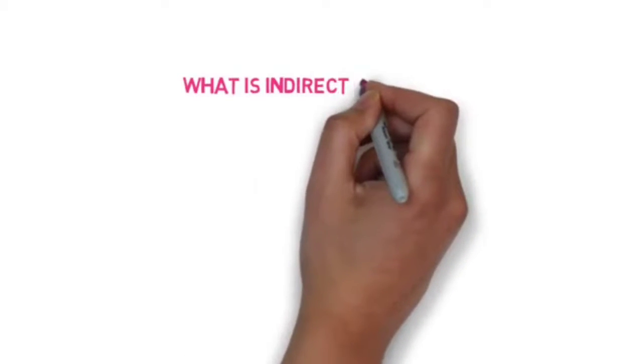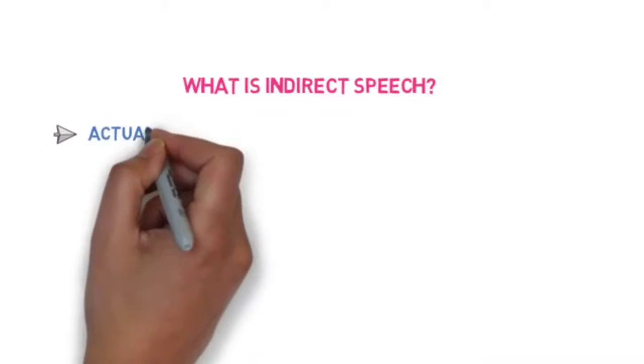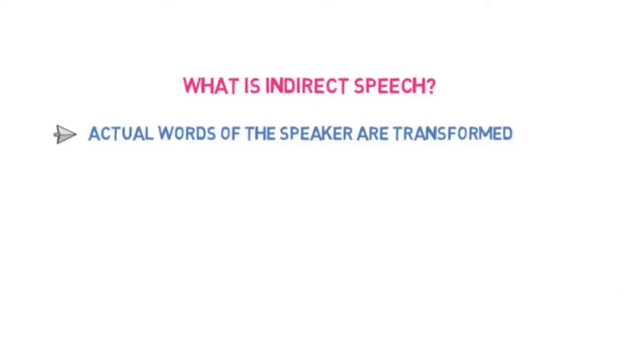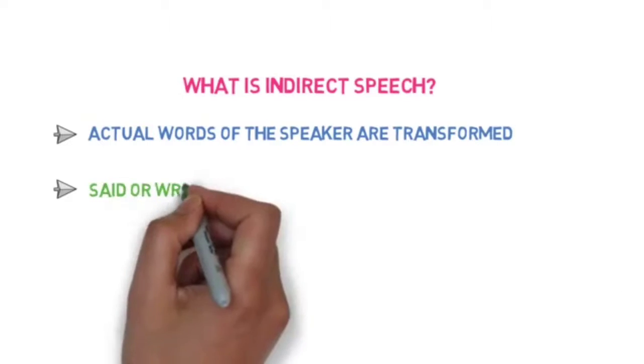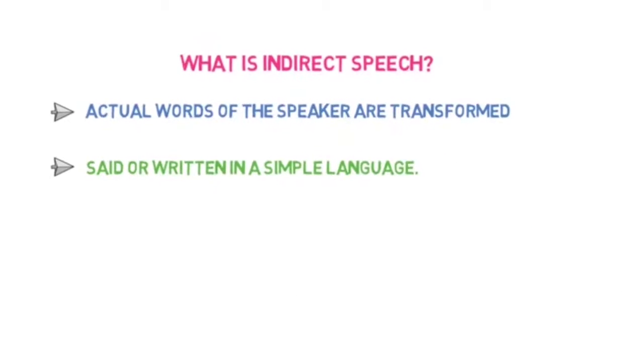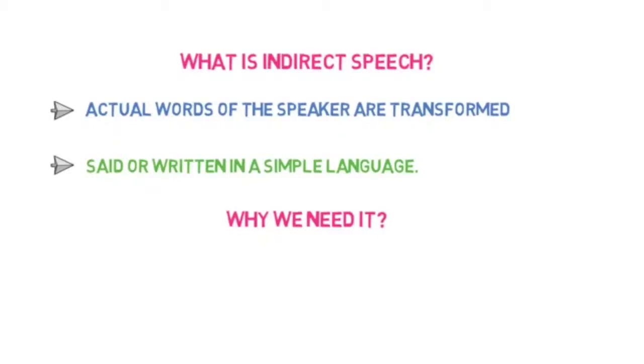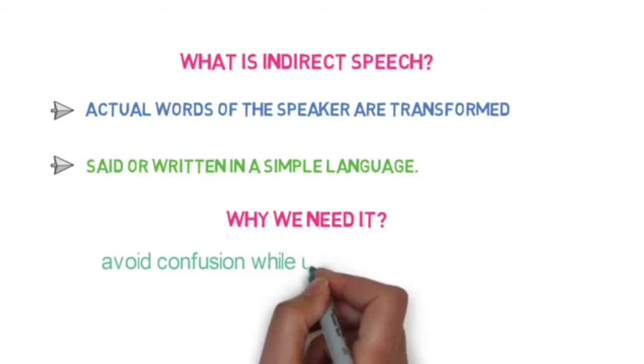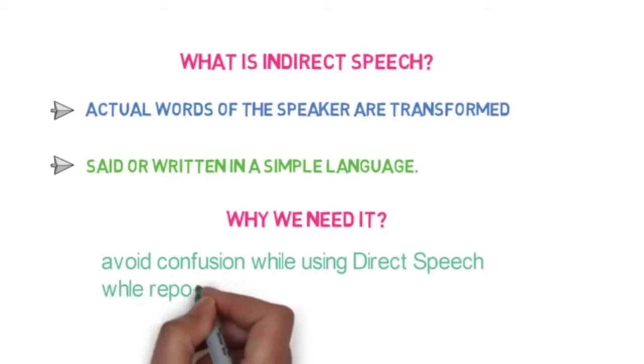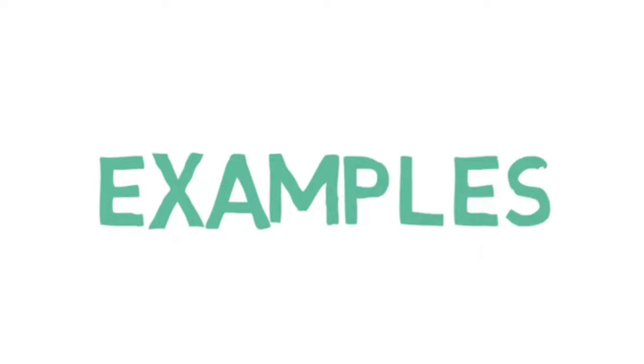Now let's move on to indirect speech. What is indirect speech? Here the actual words of the speaker are transformed and said or written in simple language. Then why indirect speech? The reason for the change is to avoid confusion while reporting with direct speech. Children, let's take the examples that we saw in direct speech and convert them into indirect speech.